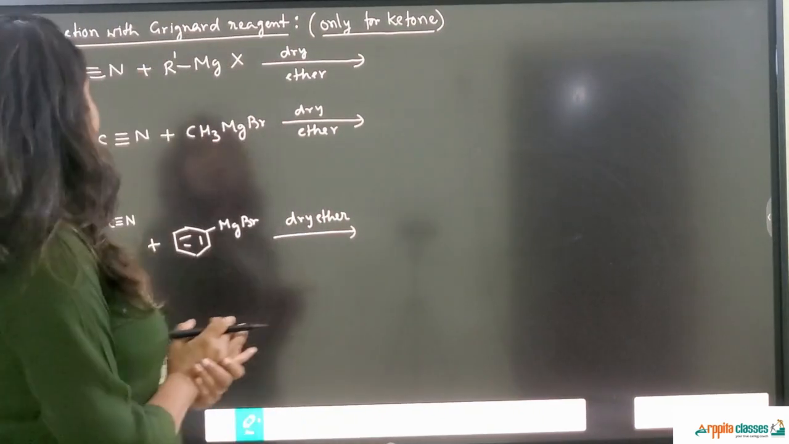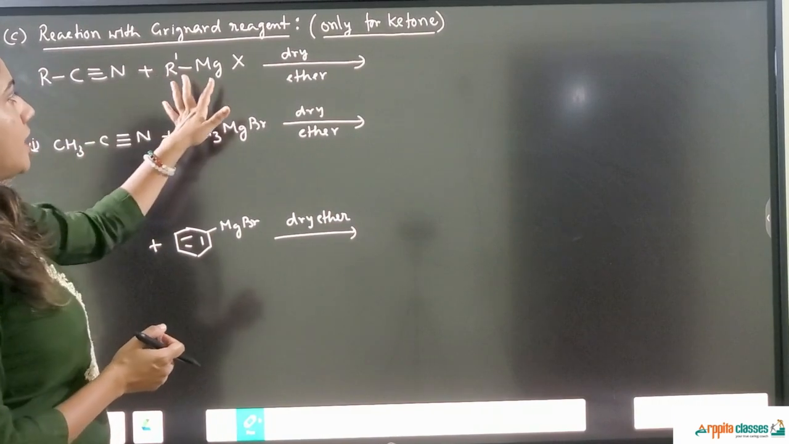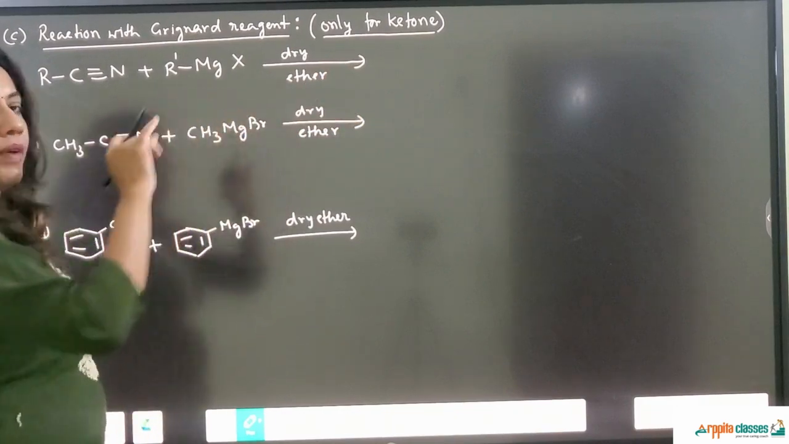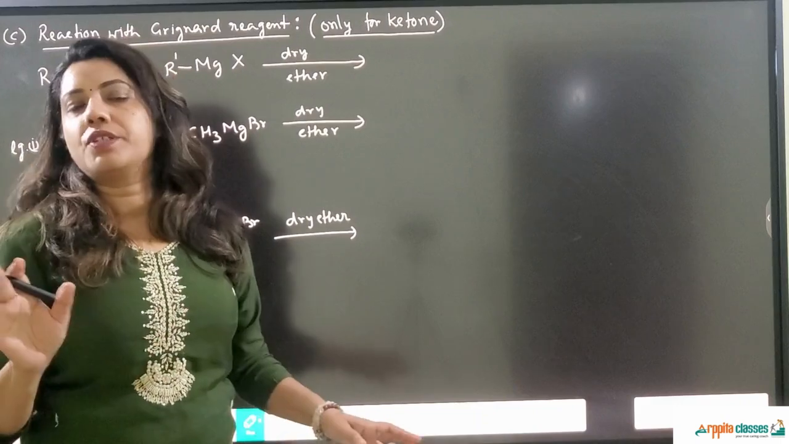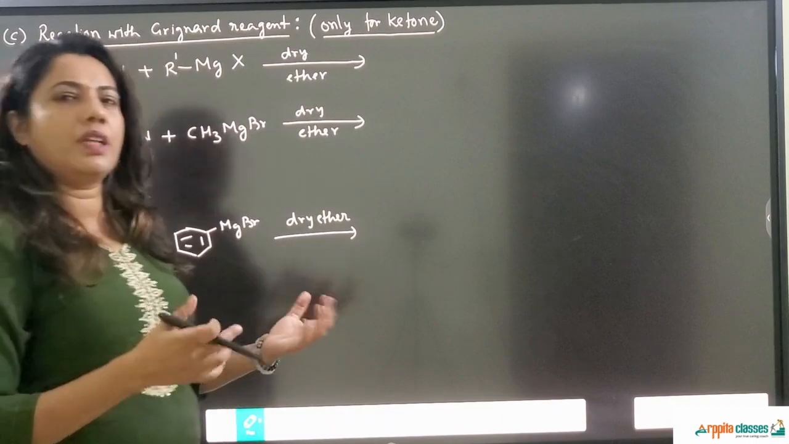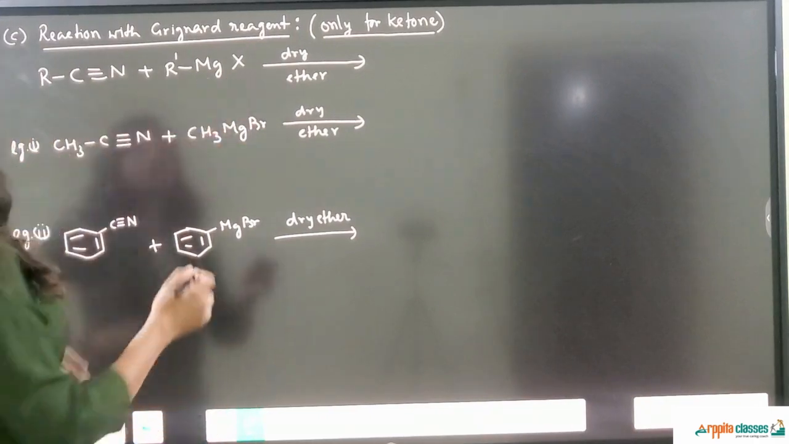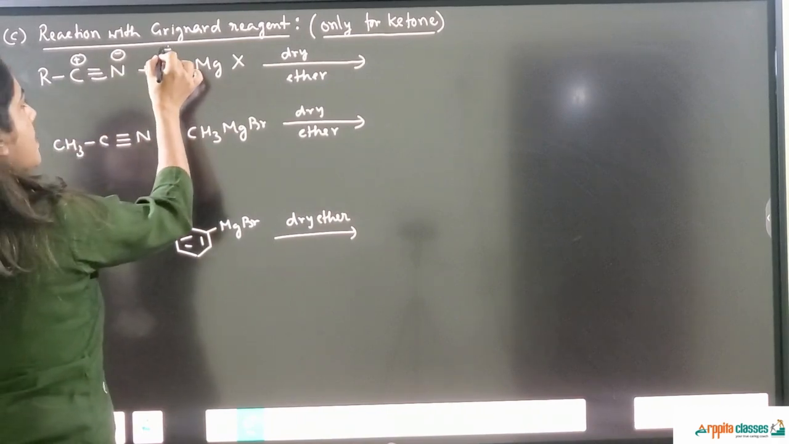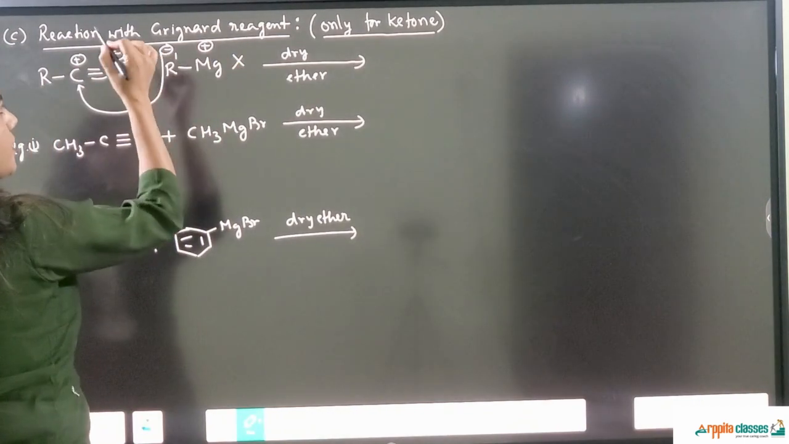The next reaction is with Grignard reagent. We are using the same substrate, that is nitrile, and reacting with Grignard reagent, but this is only for preparation of ketone. Whenever you are reacting anything with Grignard reagent, always we have to use dry ether, because Grignard reagent cannot work in water medium, because it is very reactive, then it will convert into alkane. It will give rise to alkane. So dry ether. So what is happening? See, this is plus and this is minus, and this is minus, this is plus. So this minus will get attached here and the plus will get attached here.